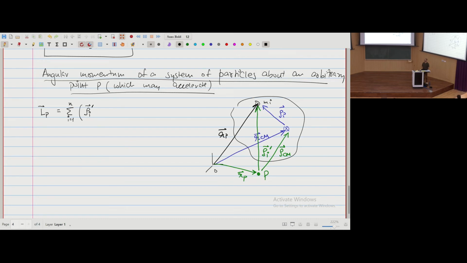So for the ith particle, the angular momentum about point P will be the vector from point P to the mass mi, that is rho I prime, times its linear momentum, that is mi times vi.